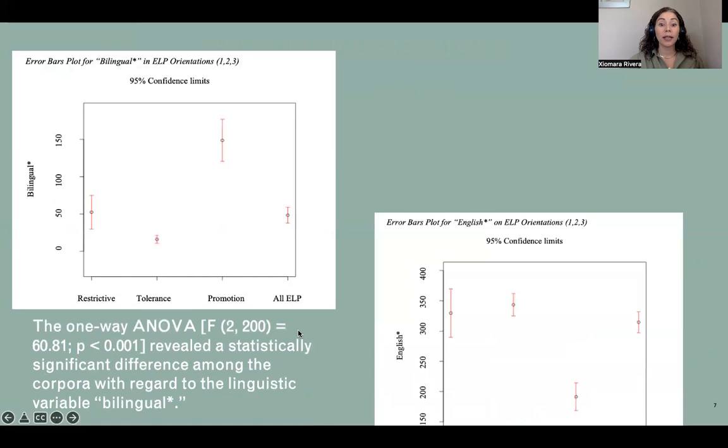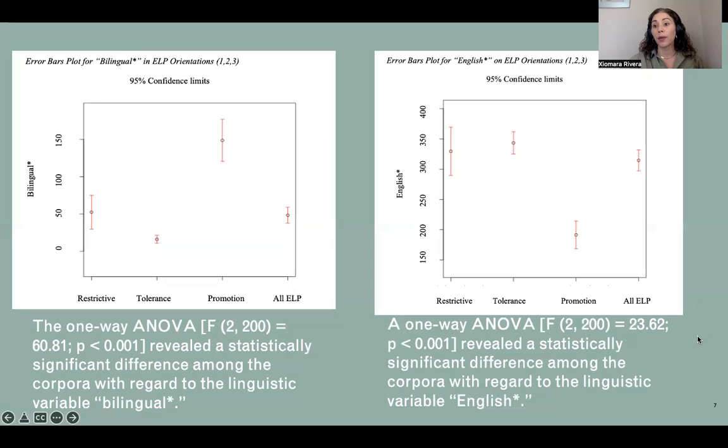When we look at the one-way ANOVA in order to investigate whether or not those initial statistical findings were statistically significant, we see that for the keyword bilingual, they are statistically significant, and clearly so, throughout all of the orientations. When we look at English use between restrictive and tolerance, there is not a statistical significance, but there is a statistical significance between promotion and tolerance, and promotion and restrictive, or all of the educational language policies, in the way that the promotion-oriented text is using English. So that is key as well.